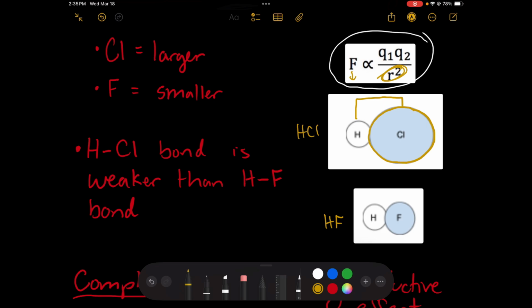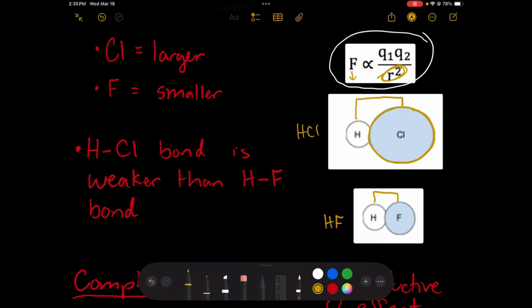If I look at the two distances between the middle of my atoms, I can see that the distance between H and F is smaller than the distance between H and Cl, even though it looks like both atoms are touching, because we're measuring from the middle of the atom. So that increased distance between H and Cl makes the bond weaker.